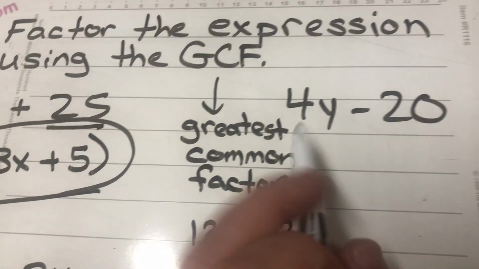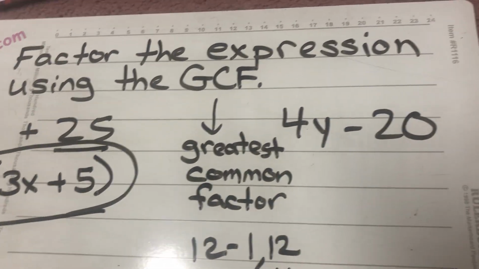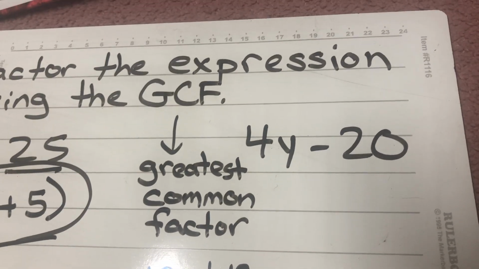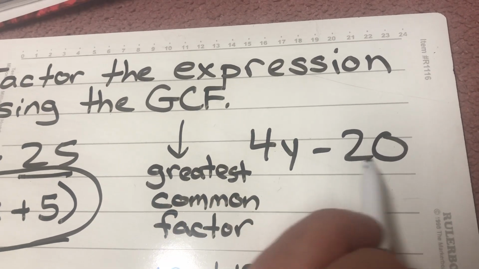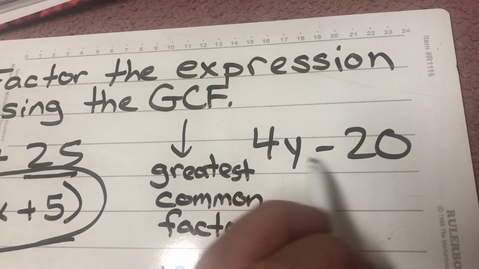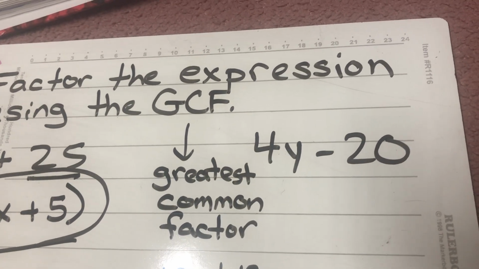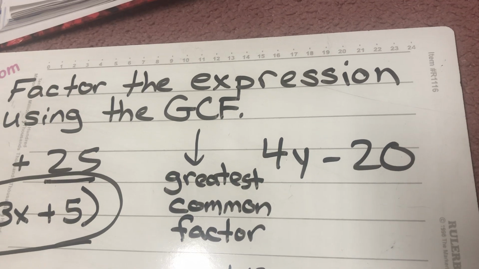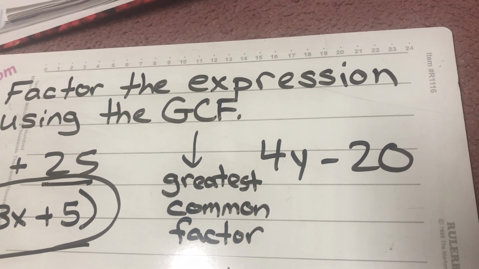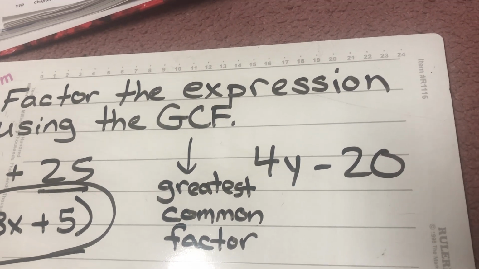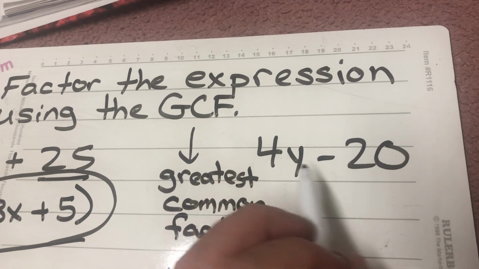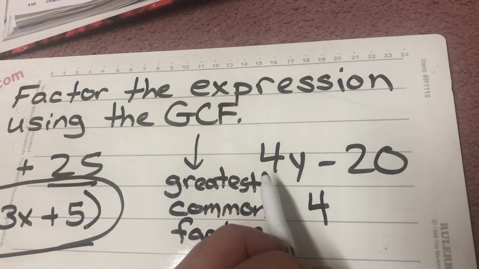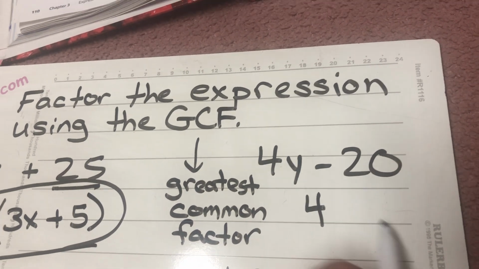4y minus 20. So I'm focusing on 4 and 20. And when I think about my multiplication and division tables, when I think of 4 and 20, I think of some different numbers that come to mind. They're both even, so they're both divisible by 2. However, I do know that 4 times 5 is 20. So that tells me that 4 is my greatest common factor that can go into both 4 and 20.